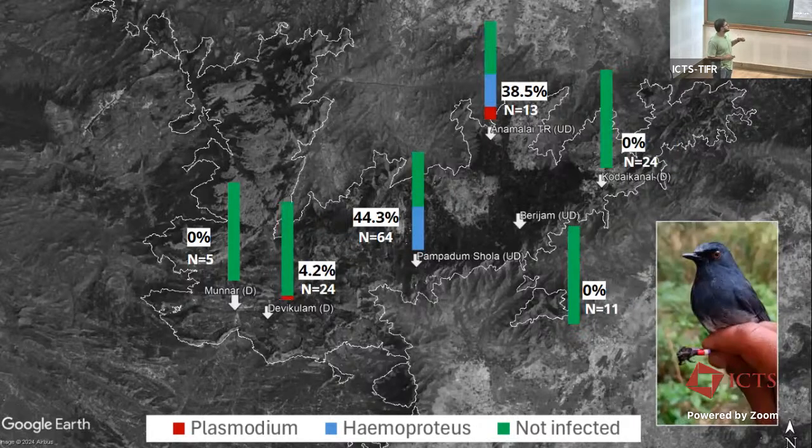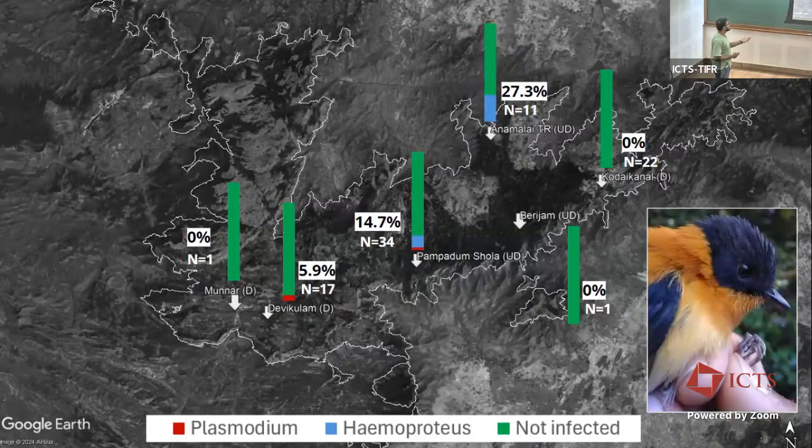See, look at the Sholakili. Most of the disturbed sites, so Kodaikanal, Devikulam, Munnar, there is 0 or 4%. But as you go to an undisturbed site, that is protected area, the infection levels are high, 44% or 38.5%. And again, Berijam was kind of an outlier in this, and we are still trying to statistically test it. Black and white are also similar. So the specialist hosts are actually responding differently to the parasite infection in different types of habitats, right?